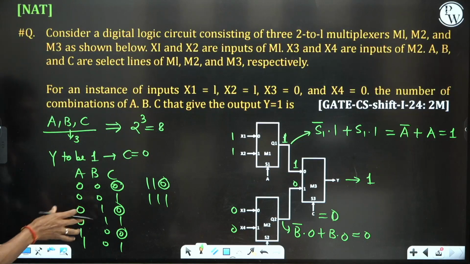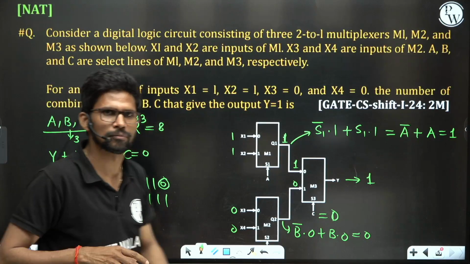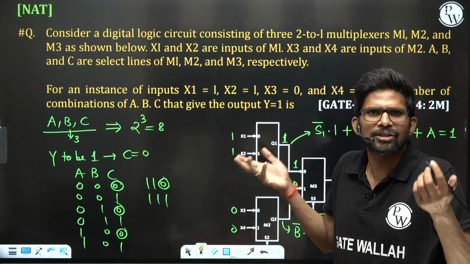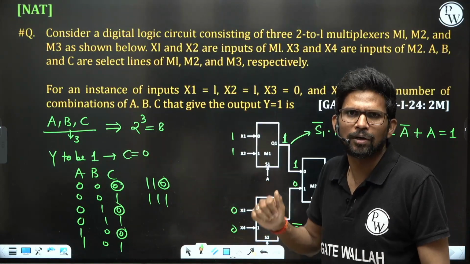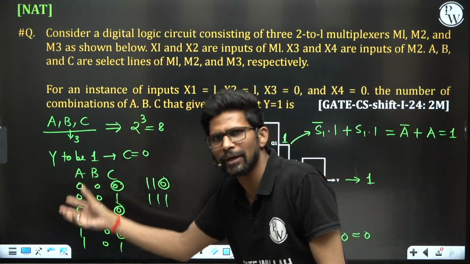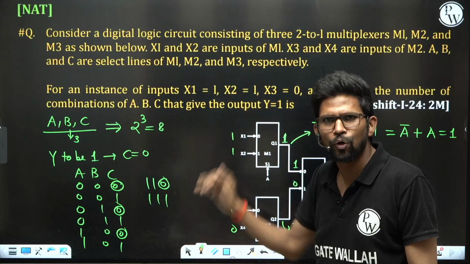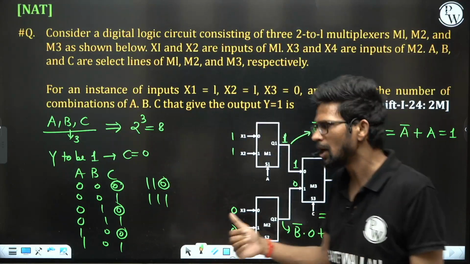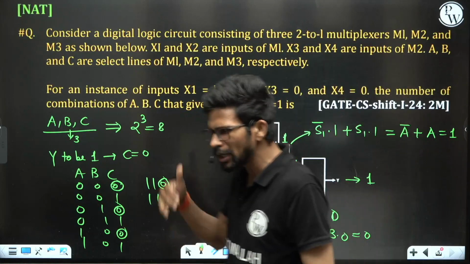There are 4 combinations in which C is 0, and the value of AB doesn't matter for output Y to be 1. Only C should be 0 for output Y to be 1. So out of 8 combinations here, in 4 combinations C is 0, and for these 4 combinations output Y will be 1. You can check it here.